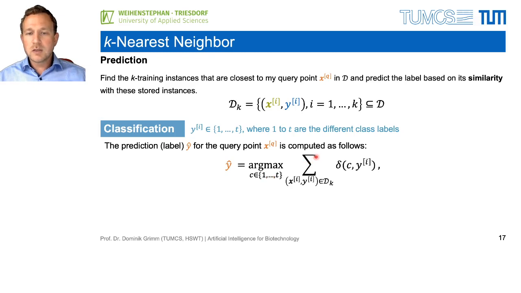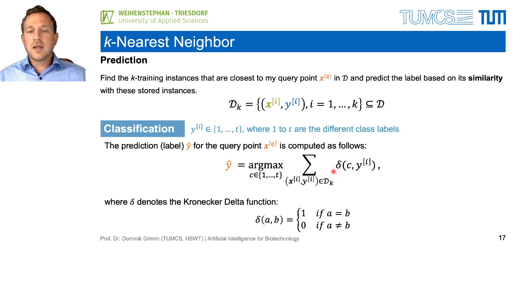So what we do here is we compute the sum for all our training instances in our dataset dq at dk, and dk is our dataset of the most similar instances to q. So this is our reduced dataset of our k closest distances. And then we have the so-called Kronecker delta function, which is equal to 1 if a is equal to b, or 0 otherwise.